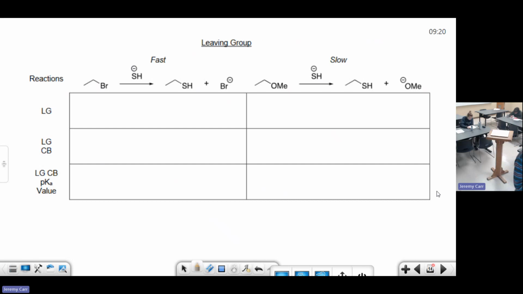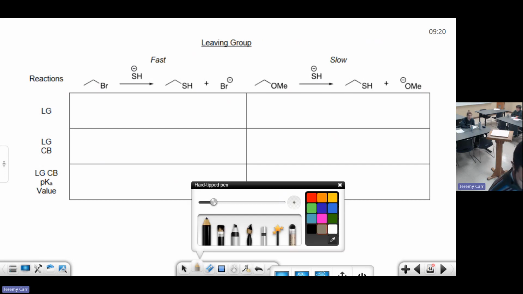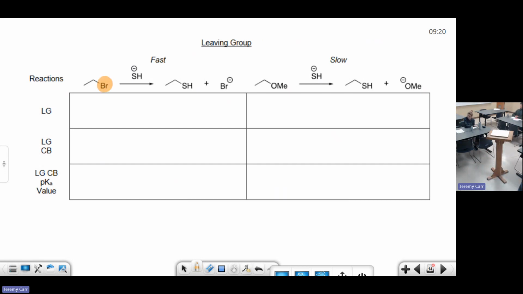All right. Number two, the leaving group. So let's talk about the leaving group. What am I talking about in a leaving group here? Let's classify what's going on here. In our first example, the fast reaction, our leaving group is a bromine. In the second example, the really slow example, what's our leaving group? What's the thing that went away? OMe, right? That's the thing that goes away. This is our leaving group right here. That's the thing that fell off there.